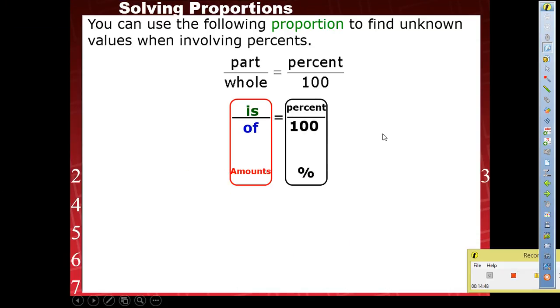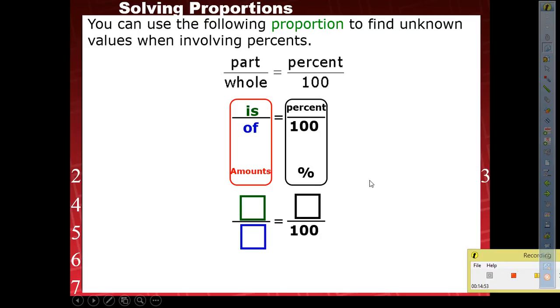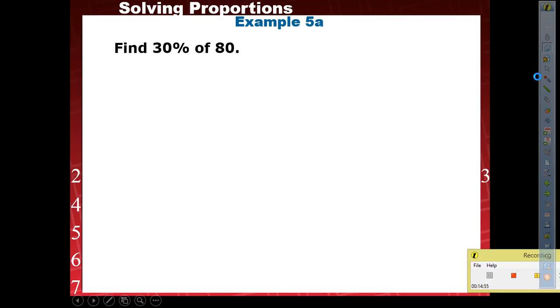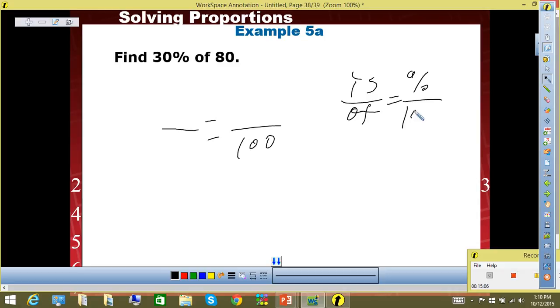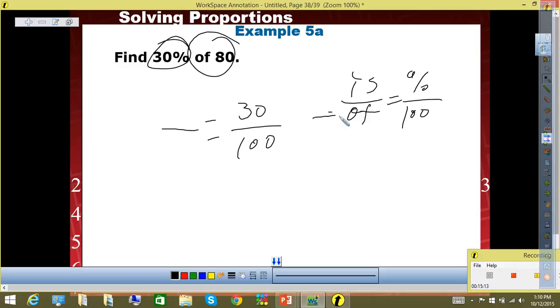So check this out. Hold on. So this is how this works. If I was to give you this problem, and we write is over of equals percent over 100. What's a percent? That goes over 100. What is the of? It goes here, therefore this is what? X, cross multiply and solve, right? Alright?